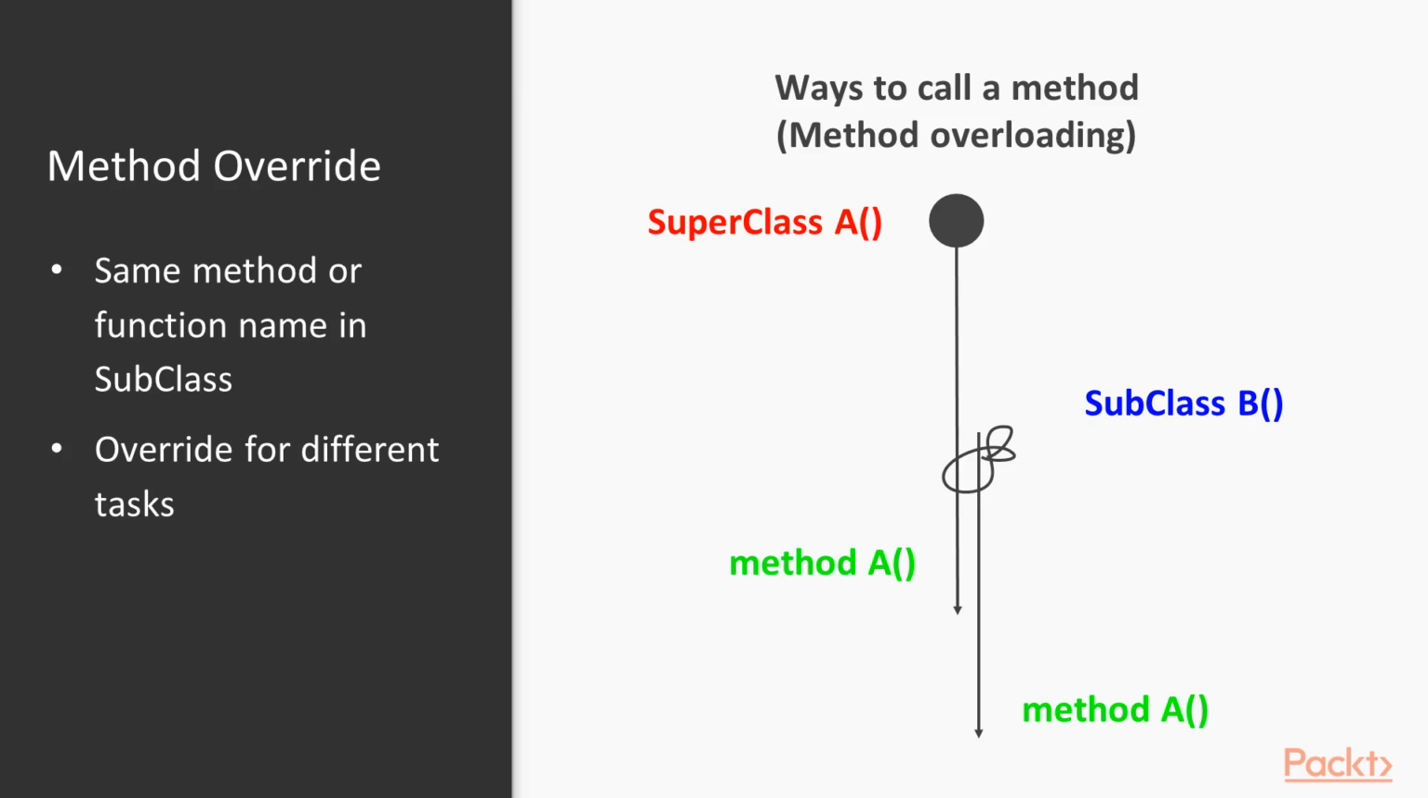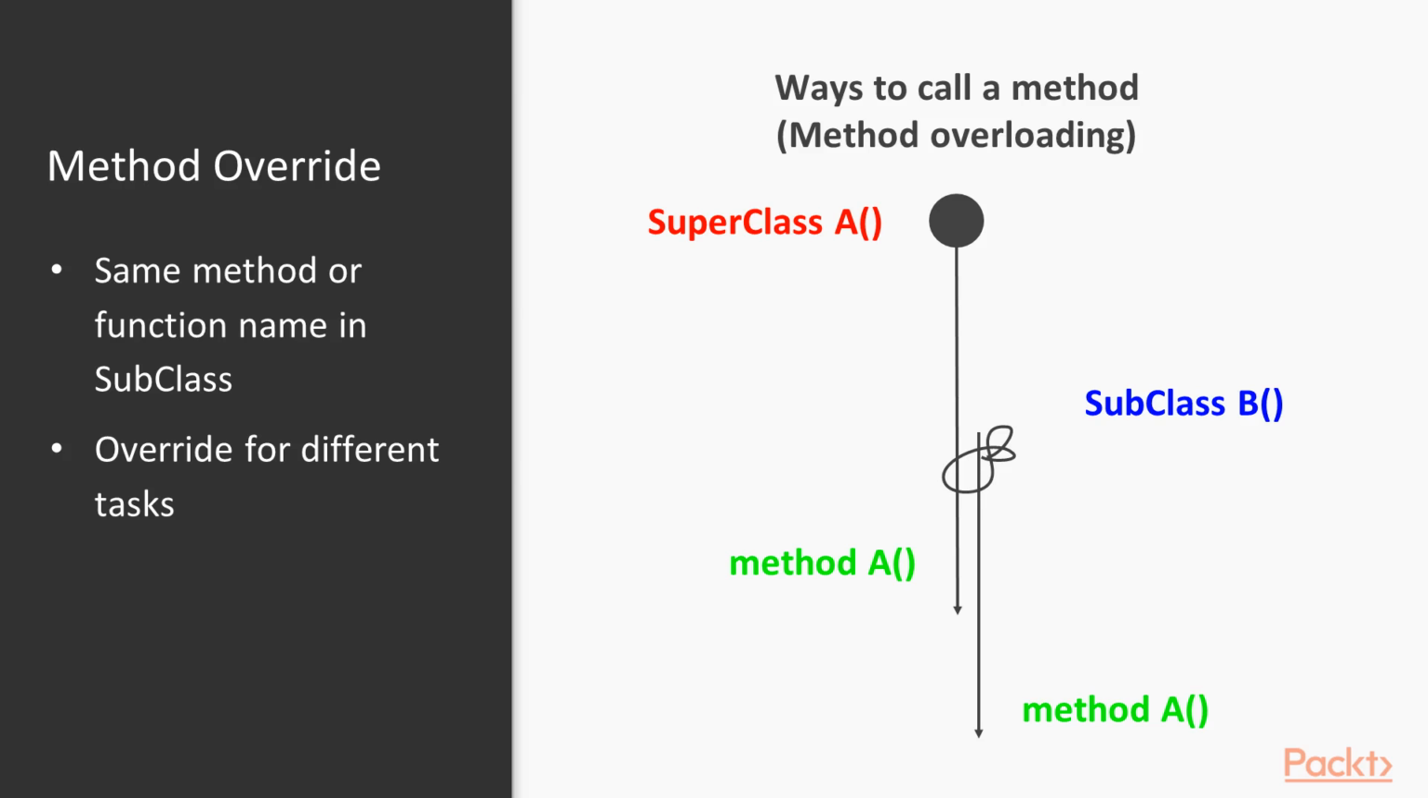Consider a function or method of a particular name that is defined in the main or parent class. Now, we can define the same function or method again in a child class to perform different operations. Hence, we can use the same method or function to perform different operations depending on whether it is called from the parent class object or child class object.